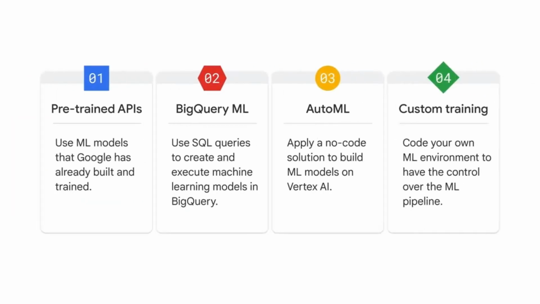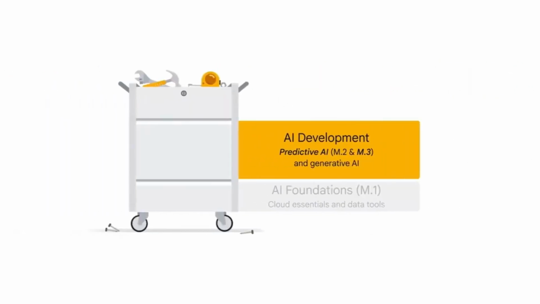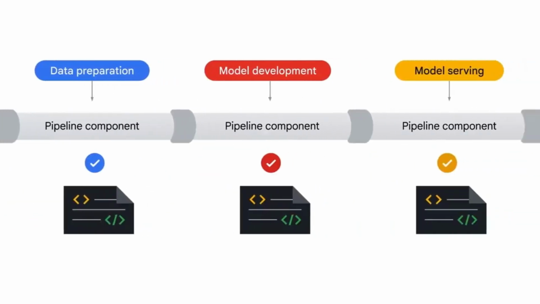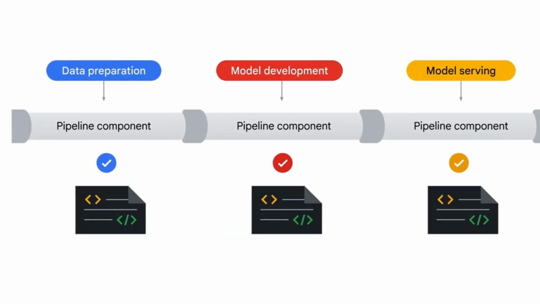There, you explore out-of-the-box solutions like pre-built APIs, low or no-code solutions like AutoML, and do-it-yourself approaches like custom training. In Module 3, you walk through the workflow to build an ML model using Vertex AI, the end-to-end AI development platform. From data preparation to model training, and finally, model serving. Additionally, you learn how to automate this ML workflow using the Vertex AI Pipelines SDK.